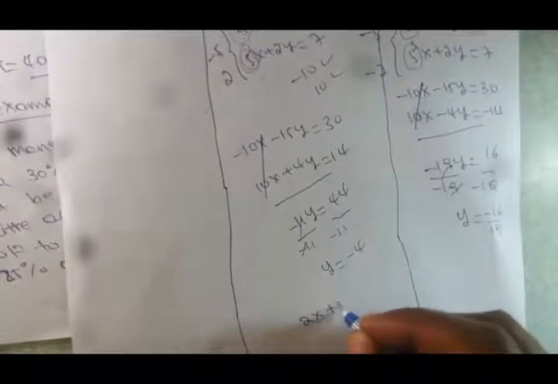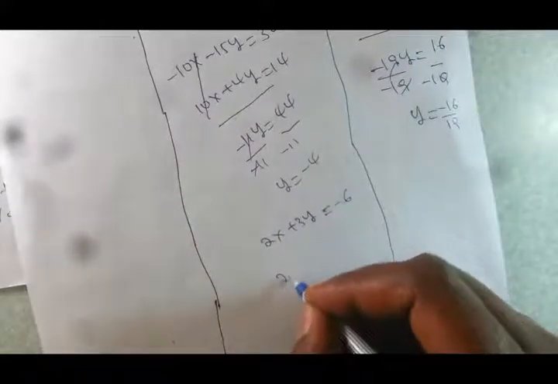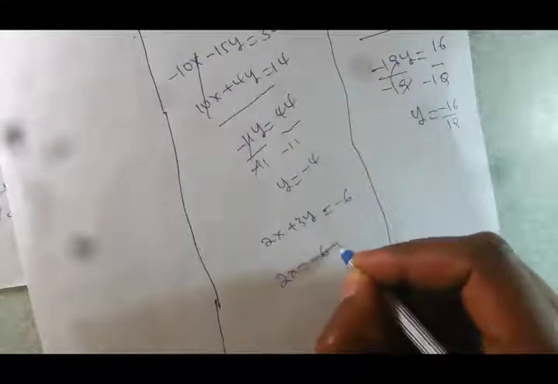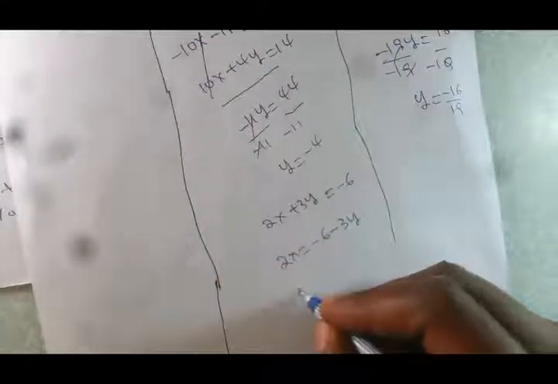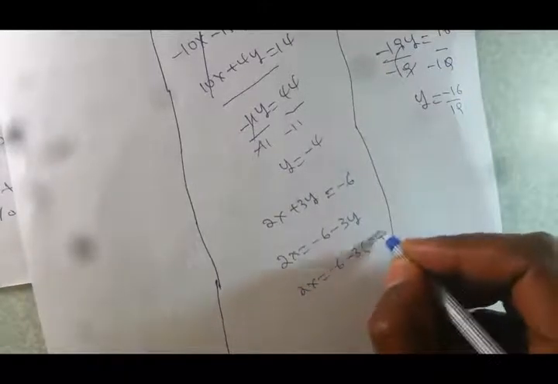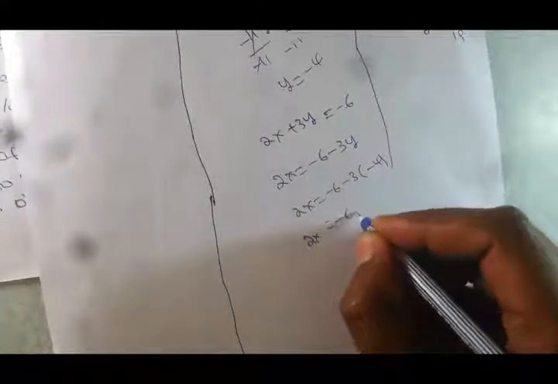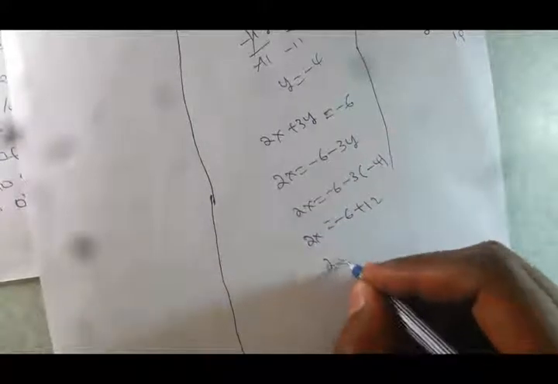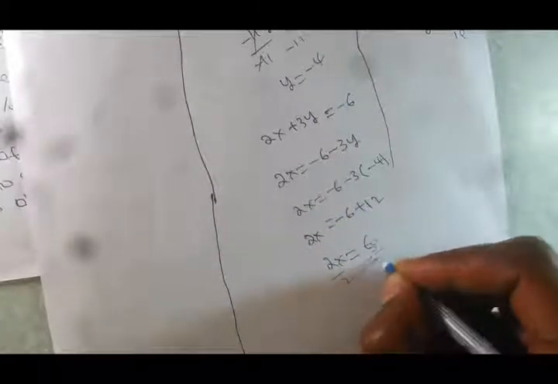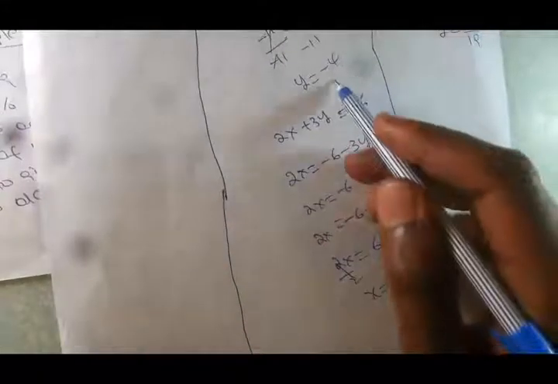To find x, 2x plus 3y. So to find the value of x, 2x is equals to minus 6 minus 3 times of y. Therefore 2x is equals to minus 6 minus 3 times the value of y, which is minus 4. Therefore to find the value of x, 2x is equals to minus 6 plus 12. Therefore 2x is equals to 6, divided by 2. The value of x will be 3 and the value of y is minus 4.